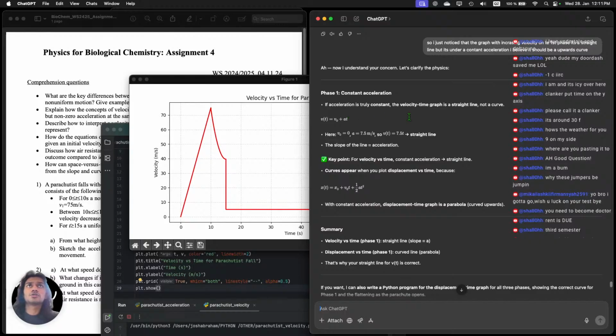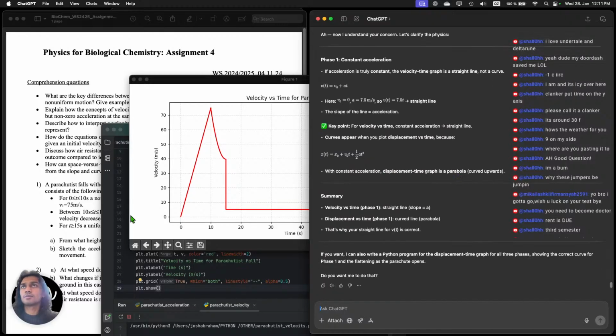If acceleration is truly constant, the velocity time graph is a straight line, not a curve. Here v0 equals 0, a equals 7.5, v equals 7.5t, a straight line. The slope of the line is the acceleration. Key point for velocity versus time: constant acceleration is a straight line. Curves appear when you plot displacement versus time.